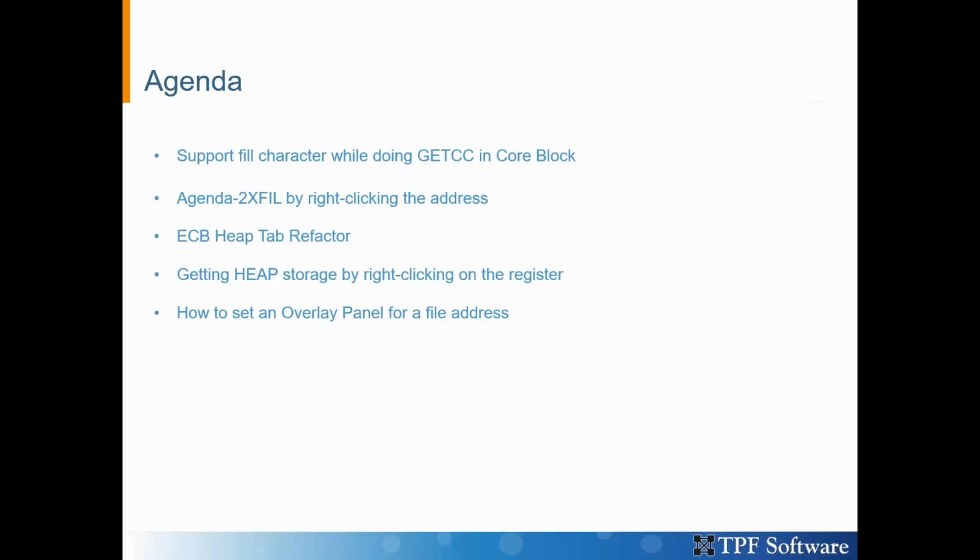Our agenda today is we're going to show how to support the field characters while doing a getCC core block. We're going to look at an X field by right-clicking the address. We're going to show an ECB Heap Tab refactor. We're going to look at getting the heap storage by right-clicking on a register, and we're going to show how to set an overlay panel for a file address.